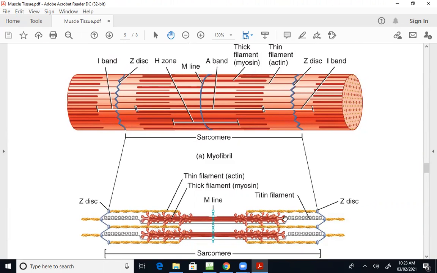The darker striations are a result of what's called the A band, which spans from one side of the thick filament to the other side of the thick filament. And what's nice about the word dark is the letter A is in that word. I don't know if that's where I band, A band comes from, but it just happens to work out perfectly.